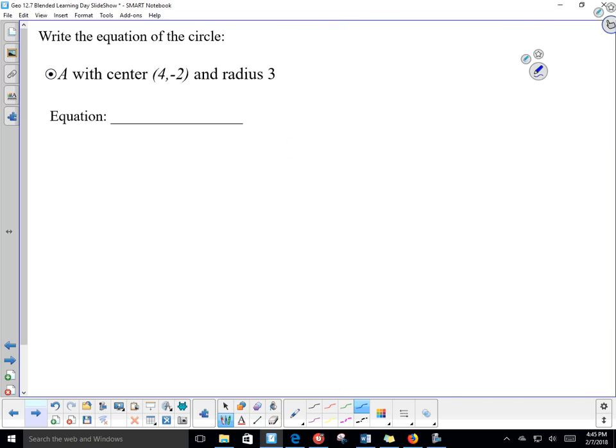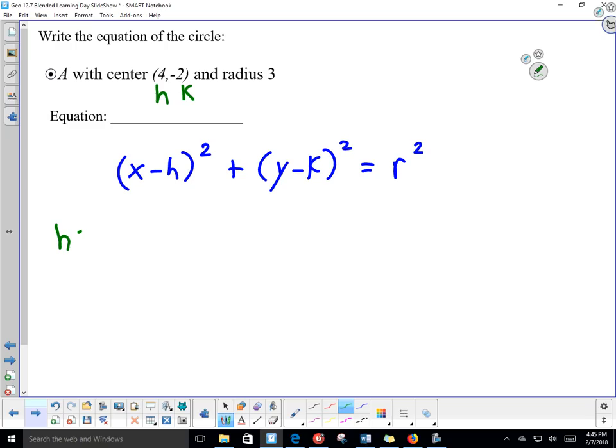Let's take a look at another example. This time it says write the equation of the circle A that has center (4, negative 2) and a radius of 3. So again, we want to use the form (x minus h) squared plus (y minus k) squared equals r squared. This is the standard form for the equation of a circle. If you know the center is (4, negative 2), that tells you that your h is equal to 4 and your k is equal to negative 2. So let's plug those in.